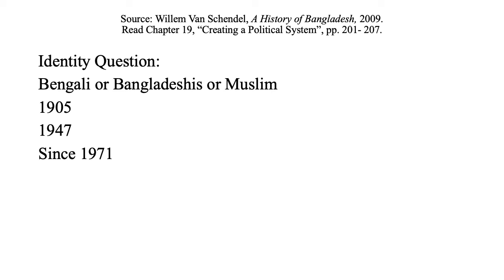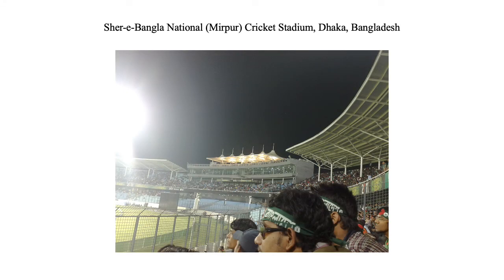So in this image, we can see the question of identity, Bengali or Bangladeshis or Muslims, and it started from 1905, again since 1947, and again since 1971, when we see that the leaders under the military rule of President Zia and President Ershad, the concept of identity was given importance, and it was inserted in the constitution.